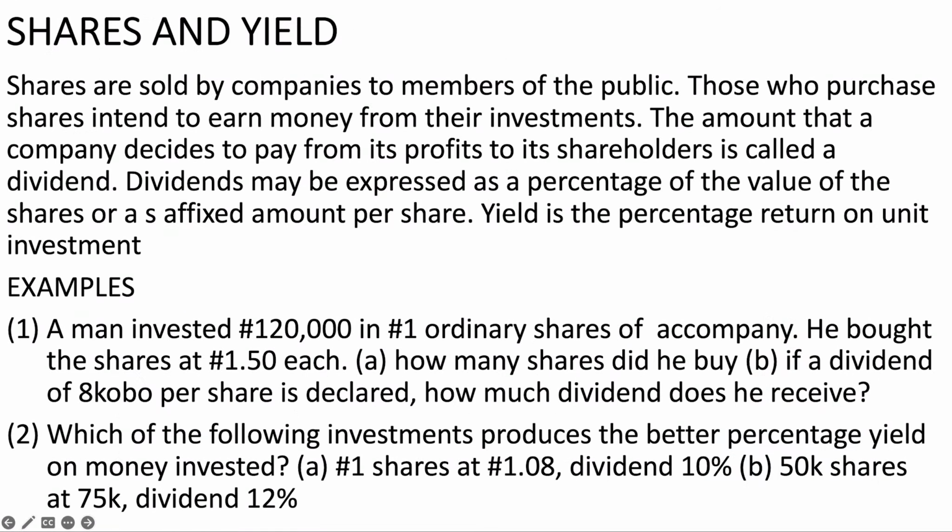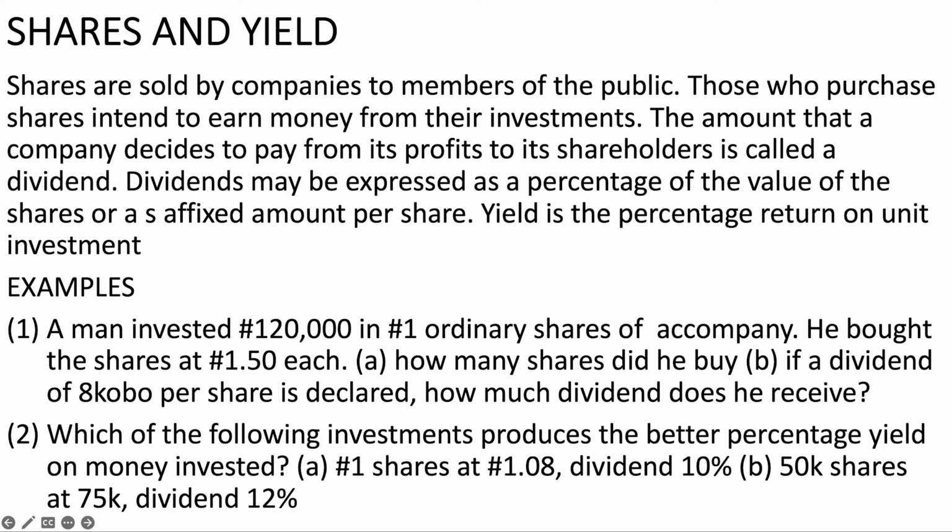Shares are sold by companies to members of the public. Those who purchase shares intend to earn money from their investments. The amount that a company decides to pay from its profit to its shareholders is called a dividend.